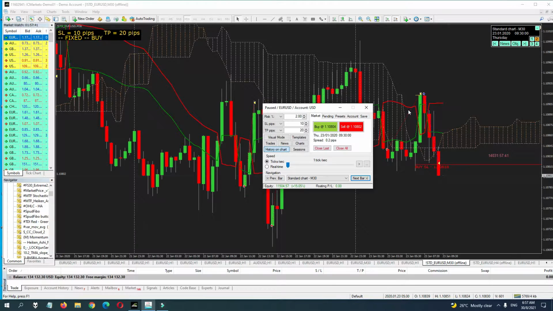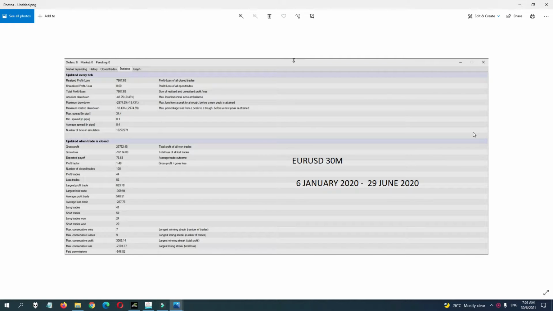Here's the result of 100 tests. It's EURUSD 30 minutes from 6 January 2020 until 29 June 2020. I usually test from 2 January 2020, but I didn't have a signal until 6 January. Just to be clear, I'm not cherry picking or anything.